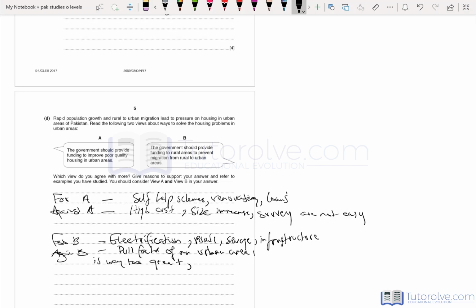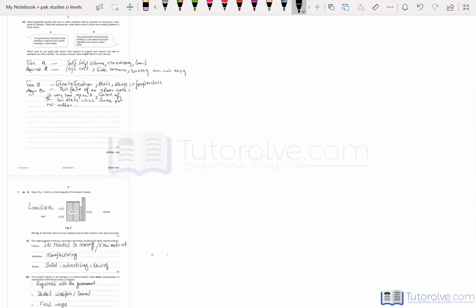And another thing could be that there is a control of the landlords which does not allow them to leave. So all of those things can go in the points for against.